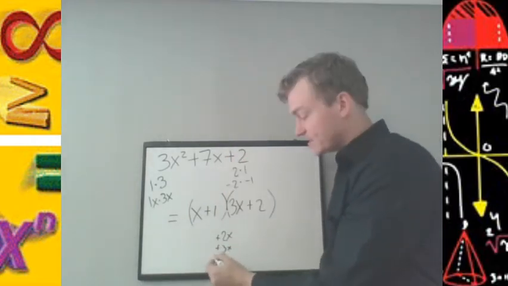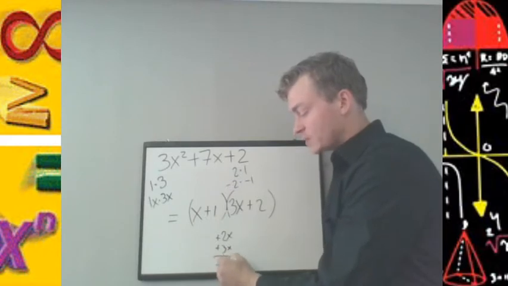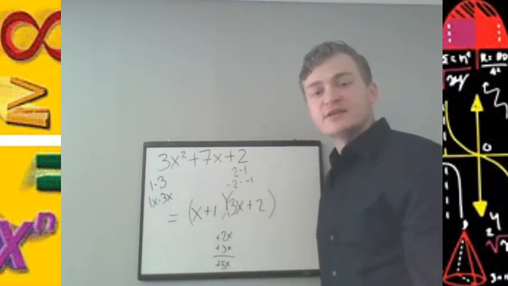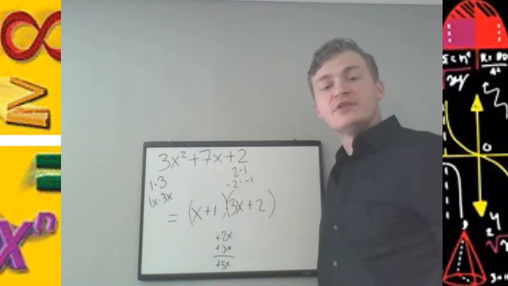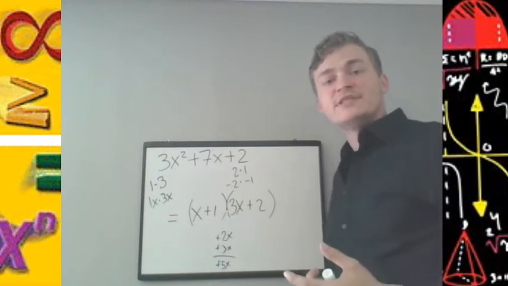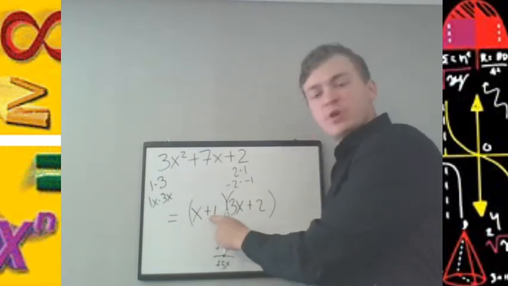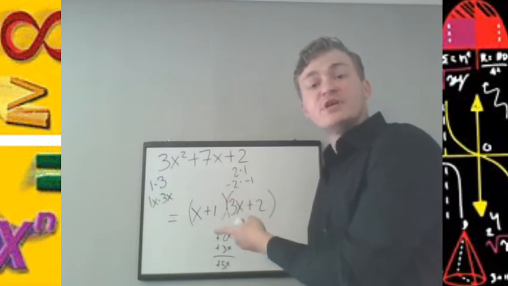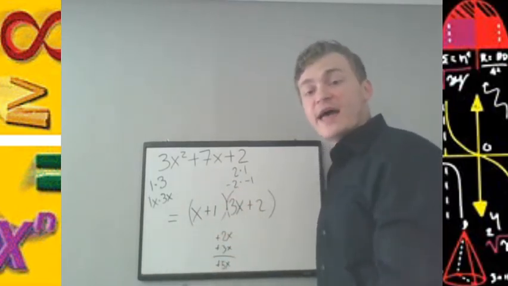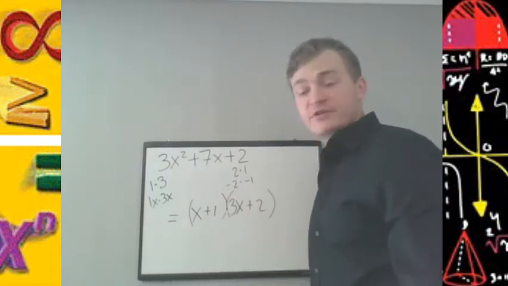2x plus 3x is, well, that's a positive 5x. That's not 7x. So this is not the correct factorization. So what does that mean? It means that this plus 1 and plus 2 here, let's switch them around. Let's try out that factorization and see what we get.